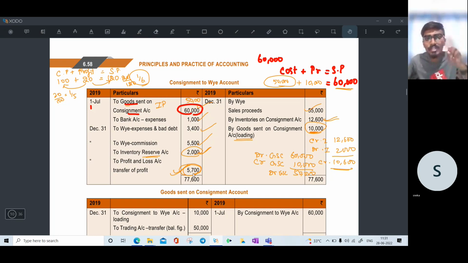Do you understand? If the question is given at invoice price, you should prepare based on invoice price. If the question is given at cost price, you should prepare at cost price. Are you understood? Understood? Next we move on to goods sent on consignment account.